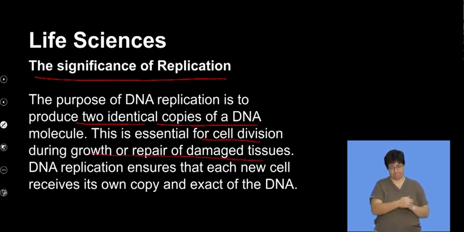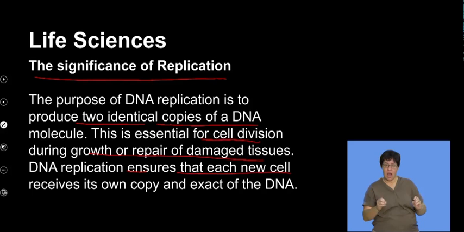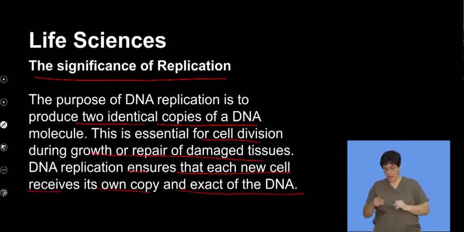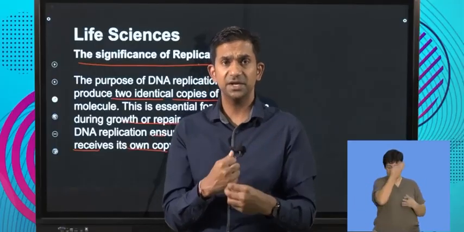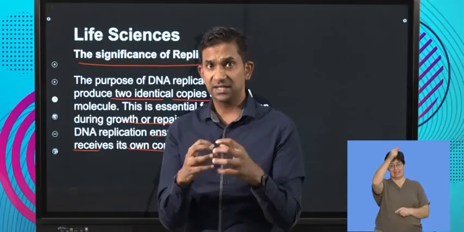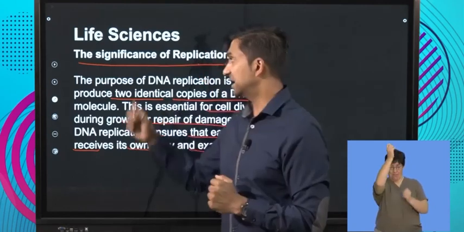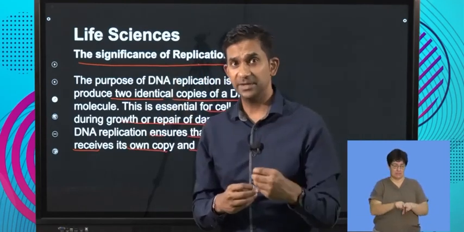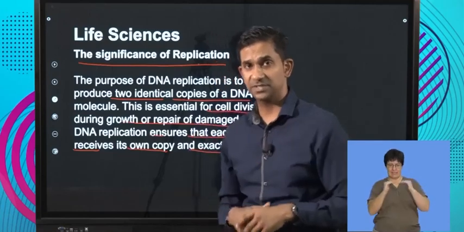DNA replication also ensures that at the end, each new cell receives its own exact copy of DNA. So when cells repair and regenerate, it is important that these cells have the same genetic information as the original cell that they've formed from. And so that is why it's important that DNA replication produces identical copies of these cells.